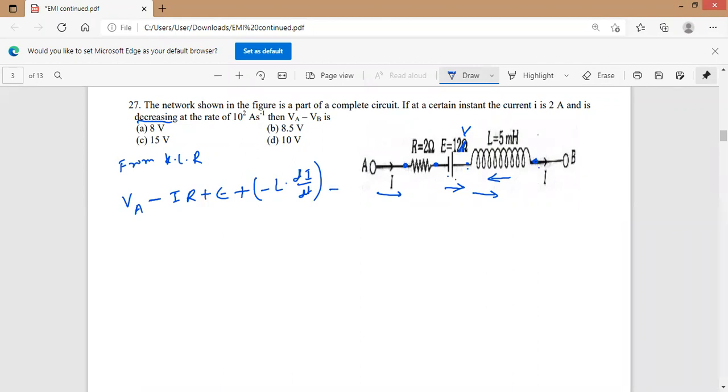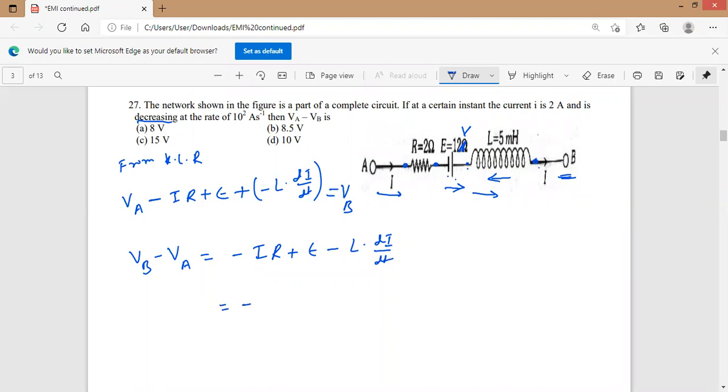Is equal to Vb. The potential at point B is Vb. So Va minus IR plus epsilon minus L into di by dt is equal to Vb. Now take this Va to this side. Then we get Vb minus Va is equal to minus IR plus epsilon minus L into di by dt.